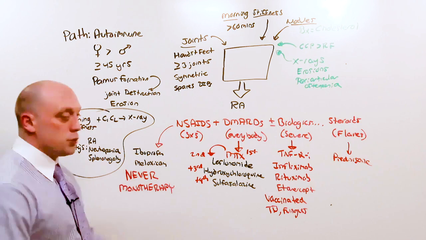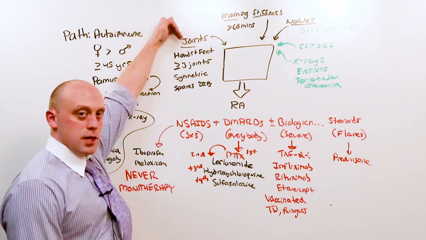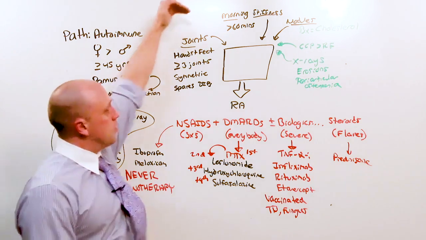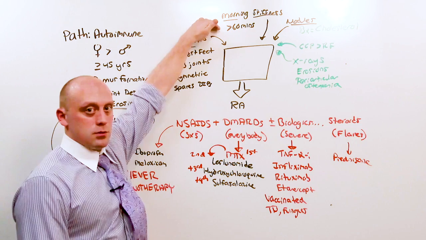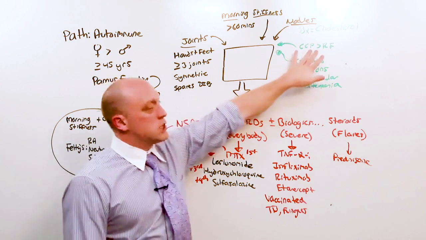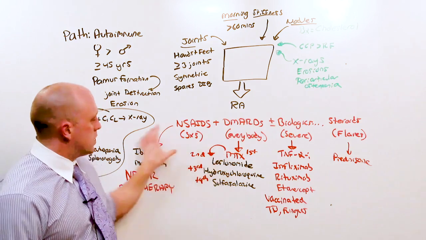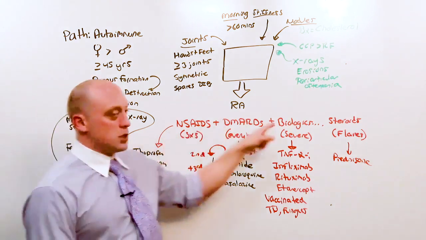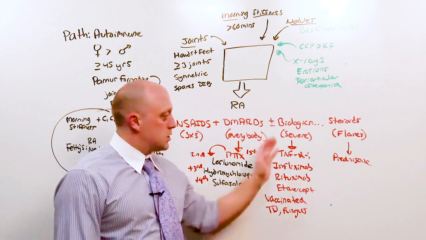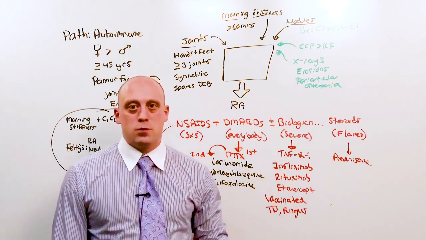Okay, what do you really need to know from this? Lots of joints, hands and feet, symmetrical. Greater than 60 minutes, morning stiffness. Erosions and periarticular osteopenia, CCP better than RF. If you're going to treat somebody, put on methotrexate, treat symptoms with NSAIDs, go to biologics only if it's really bad, and steroids almost never, except in an acute flare. That's rheumatoid arthritis.